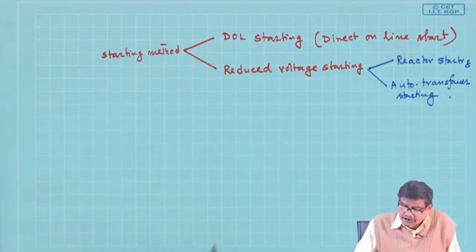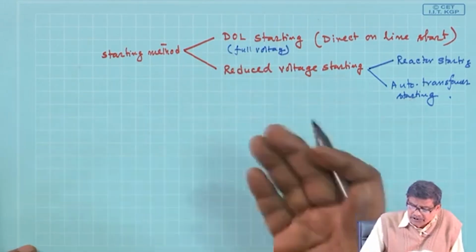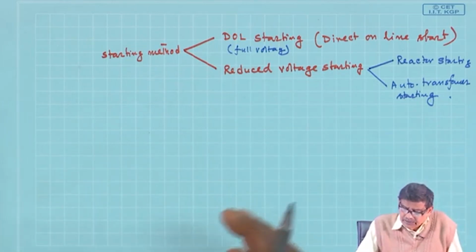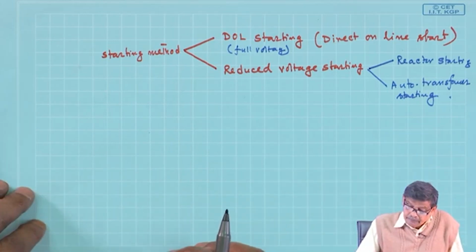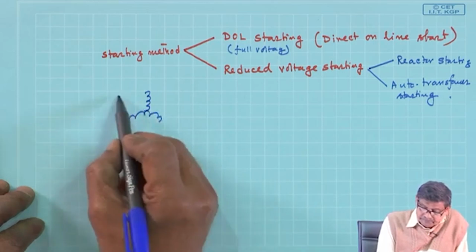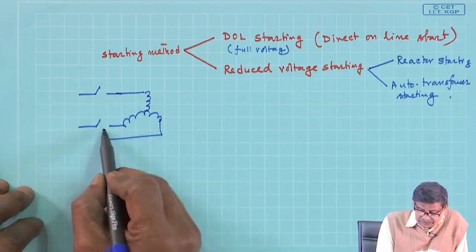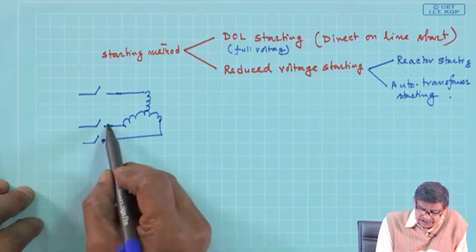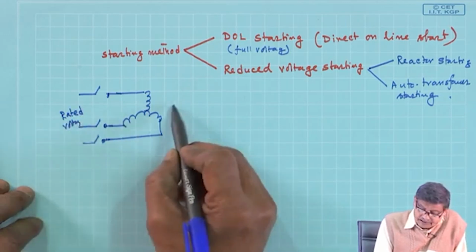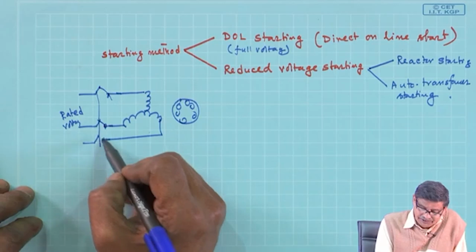So, DOL starting means full voltage starting. Reduced voltage starting, the name is obvious. Because it is going to draw very large current, better apply lower voltage and gradually increase the voltage. That is the whole idea. So, DOL starting means simply this. From the circuit point of view, have a triple pole switch. You are sure the motor rating is not that high, inertia is low, here rated voltage, and here is a cage rotor. Close the switch, that is all, straight.